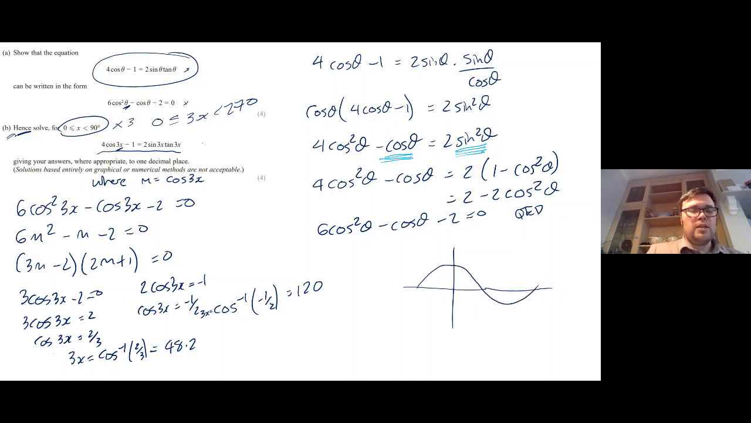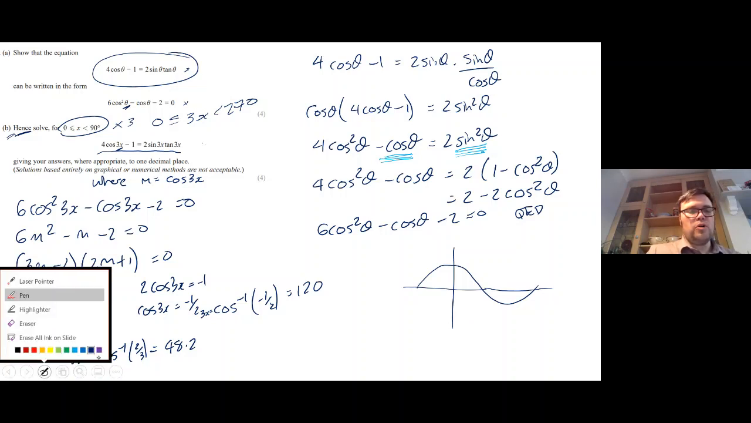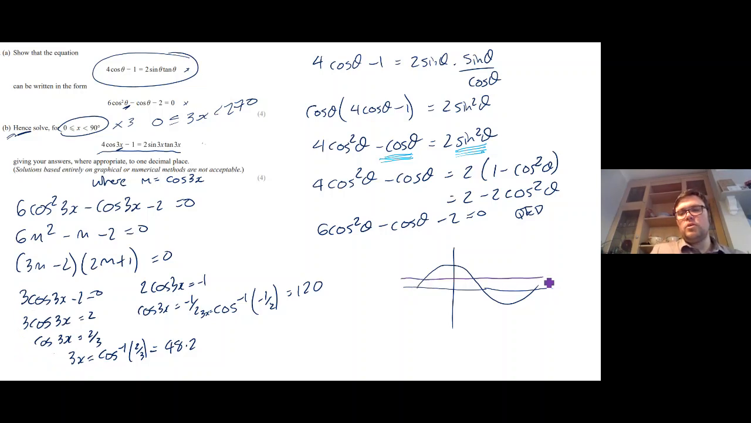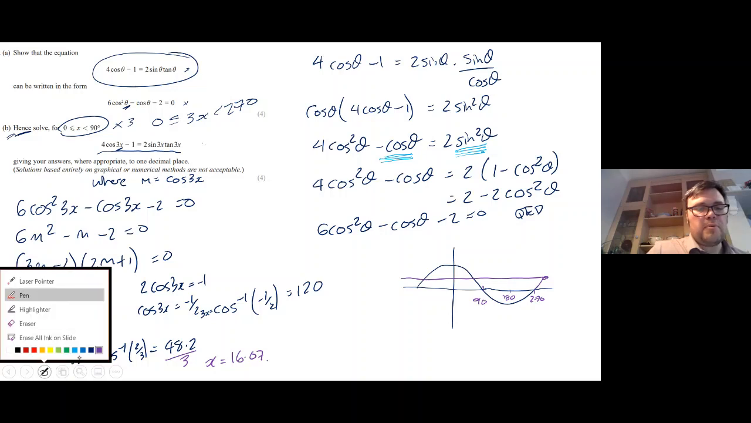If I deal with cos 3x equals cos to the minus 1 of 2/3, 2/3 is going to be above the line. So it's going to go there, and then the next place it's going to join is here, which is outside my range, because this is 90, 180, 270, and then it would be 360. So this is the only value for this. So I'm going to divide this by 3, so that x equals 16.07. And that one's done.